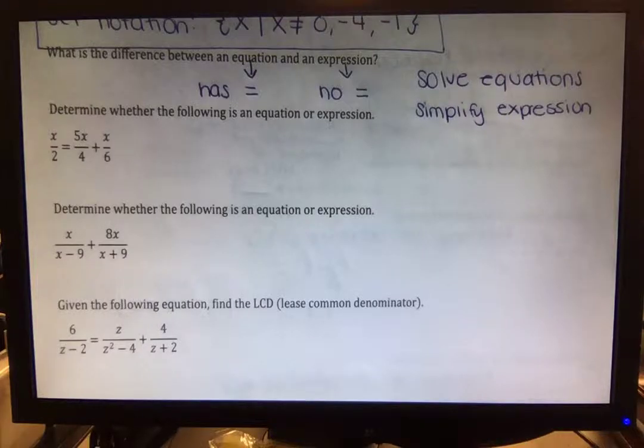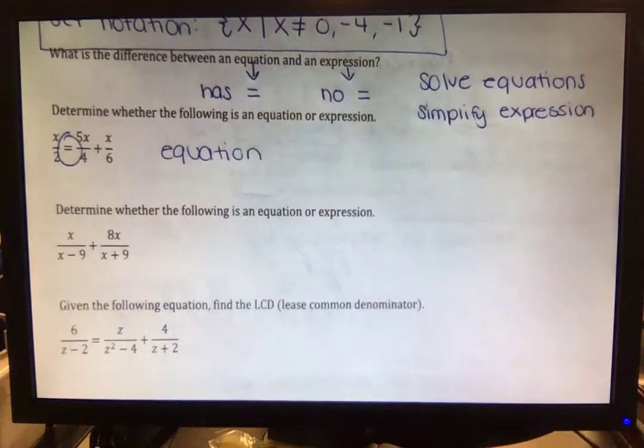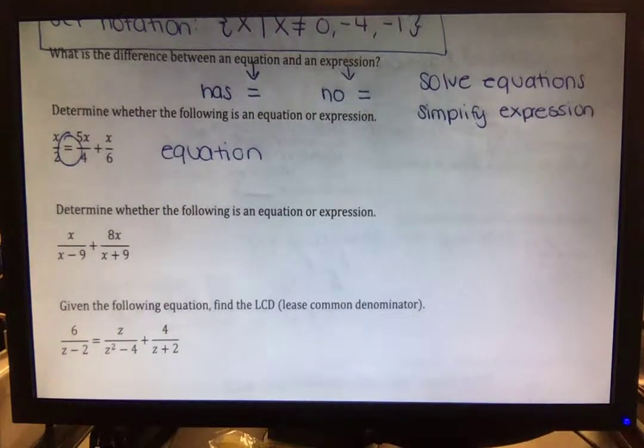For these examples, it says determine whether the following is an equation or an expression. We have x over 2 equals 5x over 4 plus x over 6. Is there an equal sign? Yes, so it's an equation. Done. There's the equal sign. That's it. My favorite. Next one: x over x minus 9 plus 8x over x plus 9. Is there an equal sign? No, so expression.